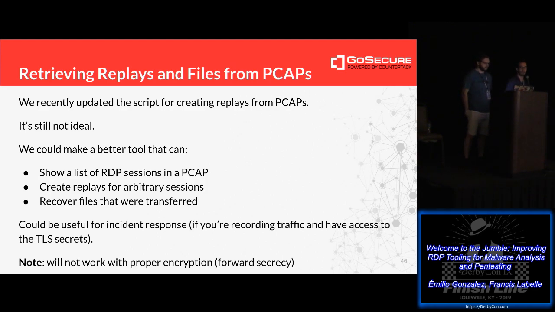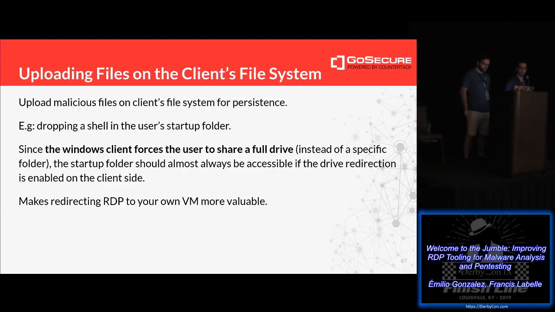We thought that could be useful for incident response if you're recording the traffic and have access to the TLS secrets. Obviously, that won't work if you use proper encryption, so encryption with the perfect forward secrecy property. Use that, and that makes it so the private key is not enough to decrypt the connection.